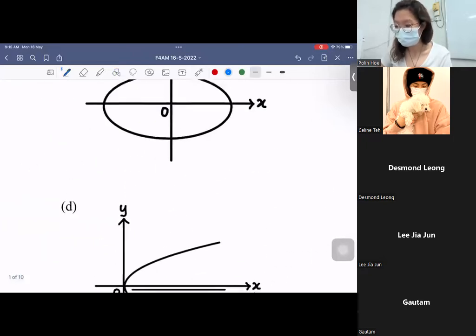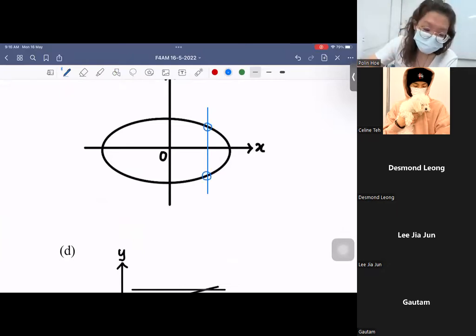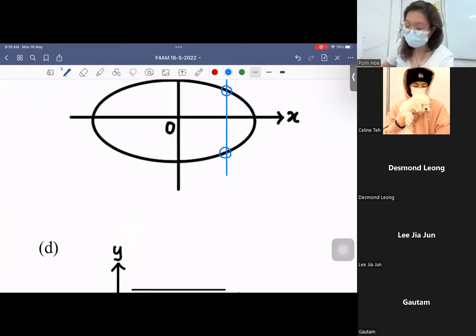Then look at C. Don't be afraid. This is a very normal graph. This is what you learn in coordinate geometry in chapter 7. This is a locus. When you learn about loci, then you will learn about this. A vertical line touches at how many points? 1 and 2. It touches more than 1 point, so it is not a function.